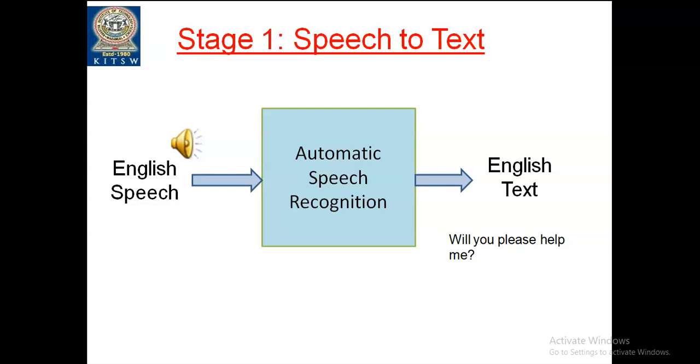Okay. So when you take the English speech and give that to the automatic speech recognition, that English text comes out. Okay. So I hope you also hear the voice of the speaker. Okay, so how we need to use this kind of stage.